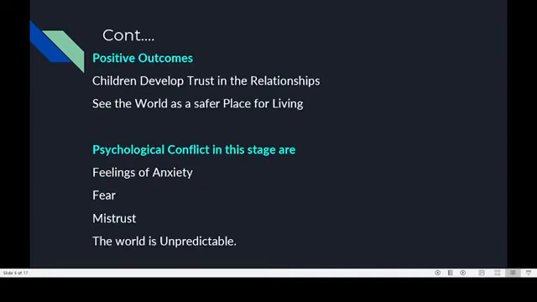The positive outcomes in this stage are that children develop trust in relationships and they see the world as a safer place for living. The psychological conflict in this stage is that they have feelings of anxiety, fear, mistrust, and the world seems unpredictable.